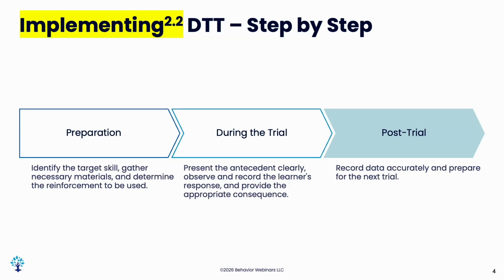And you might provide a prompt this time to make sure they're correct. And then you give them the feedback. That's correct. Next trial, moving on. And so each antecedent, response, consequence is a trial, and you do it rapidly, multiple times. You just keep doing this.